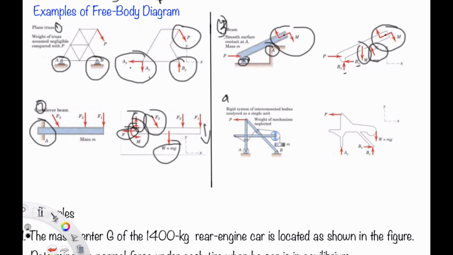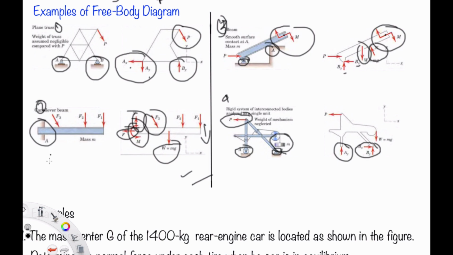And the fourth is a rigid system of interconnected bodies analyzed as a single unit. This is the external force exerted on this system of bodies. We have a roller support here, and a pin connection. A roller support always has one component only, and the pin connection has two components, and there is the weight, where the weight is referred to as the mass times the gravitational constant. And that's all for the examples of how to create the free body diagram. So now you have to learn how to create your own free body diagrams.